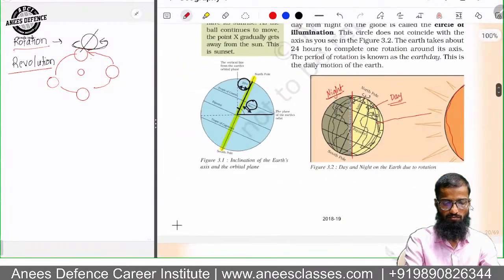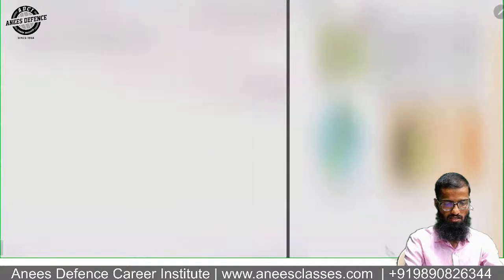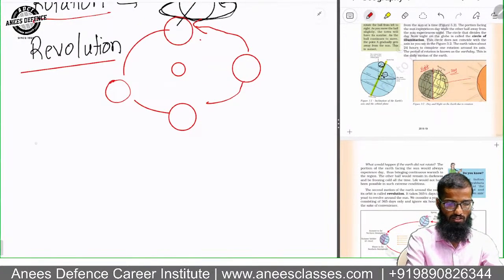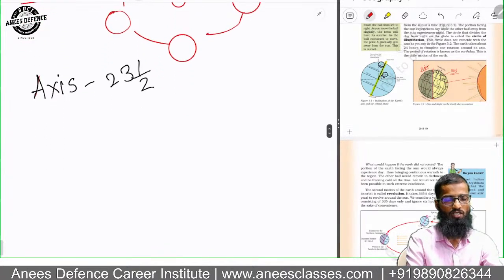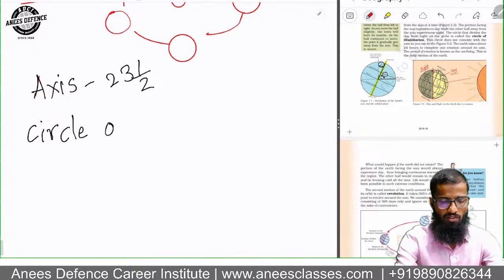So you have seen this. What we have studied till date is this: we have studied revolution and rotation. Then we have studied about the axis, which is 23 and a half degrees. Then we have also studied about the circle of illumination.